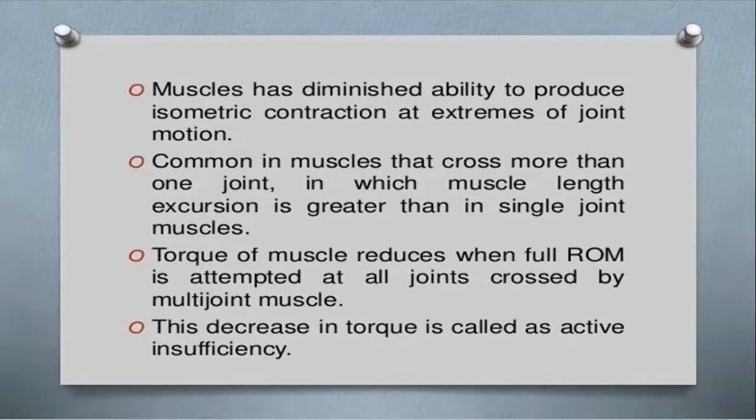Muscles have diminished ability to produce isometric contractions at extremes of joint motion. Torque of muscle reduces when full ROM is attempted at all joints crossed by a multi-joint muscle. This decrease in torque is called active insufficiency.